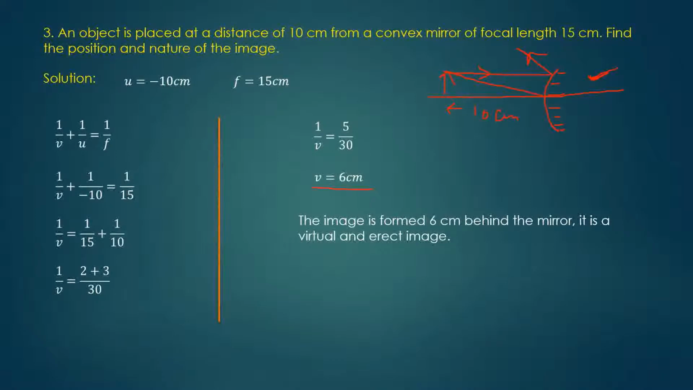If a ray is incident like this, it will be reflected back with the same angle. So they do not intersect after reflection. They will intersect only when we extend them geometrically. The image will be formed here, and rays are not actually passing through this point. That's why the image is virtual and erect.